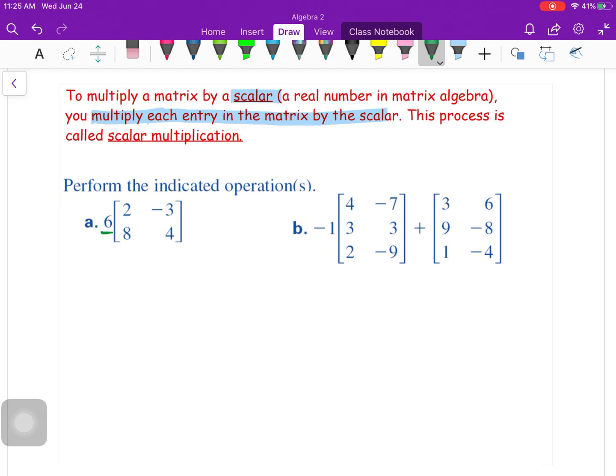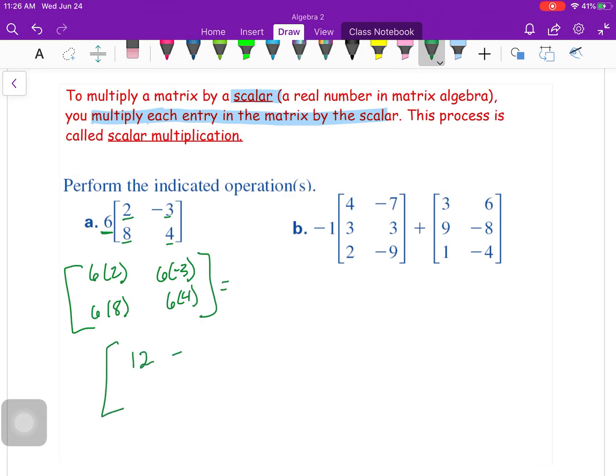So in this problem, A, 6 is my scalar. So I must distribute the 6 to every one of these entries. So as a result, it means 6 times 2, 6 times negative 3, 6 times 8, and 6 times 4, which actually gives me the matrix 12, negative 18, 48, 24.